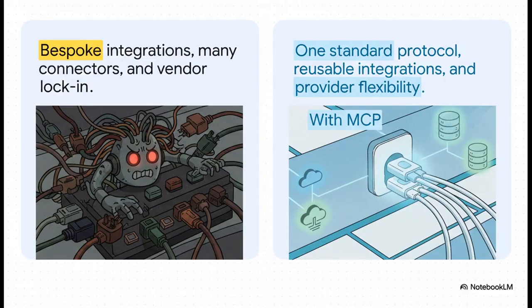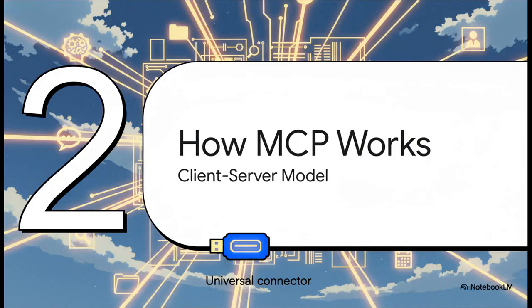So let's just put this side by side because the contrast is huge. On the one hand, you've got the old way, tons of different connectors, all these custom integrations, and you get totally locked into a specific provider. But on the other side, with the MCP way, you get one standard protocol, and that means your integrations suddenly become reusable, which gives you the freedom to switch AI models or vendors without having to rebuild everything from the ground up.